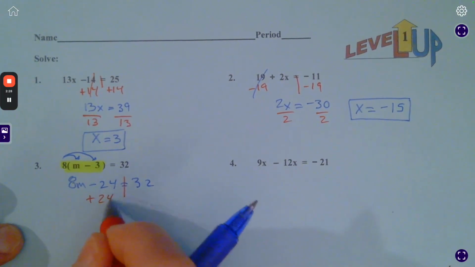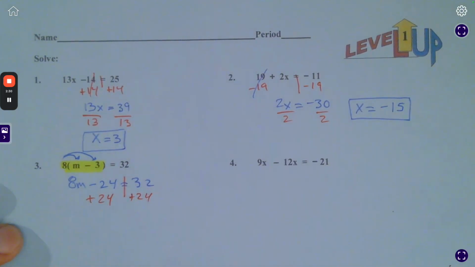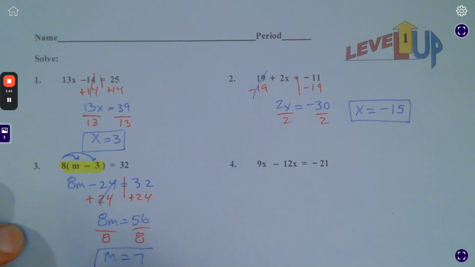Opposite of a minus 24 is a plus 24. Simplify. Okay, inverse operation for multiplying by 8 is dividing by 8. So m equals 7. You're done.